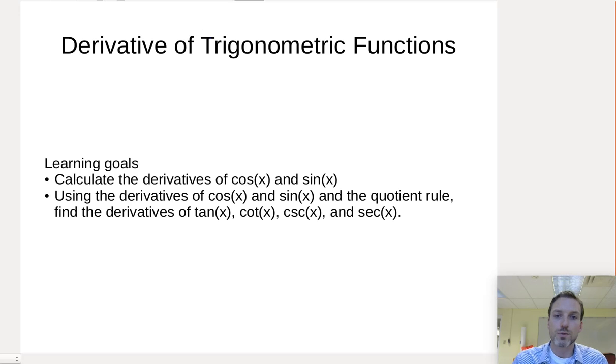Today's video is on derivatives of trigonometric functions. The learning goals are to calculate the derivatives of cosine and sine, and using the derivatives of cosine and sine, together with the quotient rule, find the derivatives of tan, cotan, cosecant, and secant.